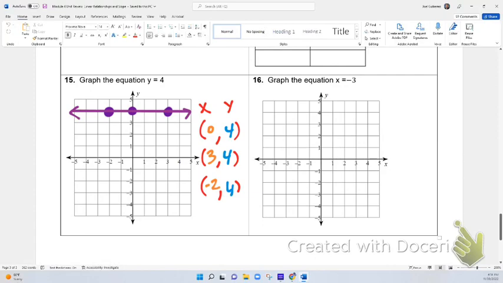For number 16, very similar to number 15. The only difference is that they are telling us that x has to be a -3. So when I draw this, again, we're going to do 3 coordinate points. We don't care what the y values are, but the x values in this case have to be a -3. And you choose whatever y values you want. It really does not matter. So I'm going to go with a 0, a 1, and a 2. You choose whichever ones you want.